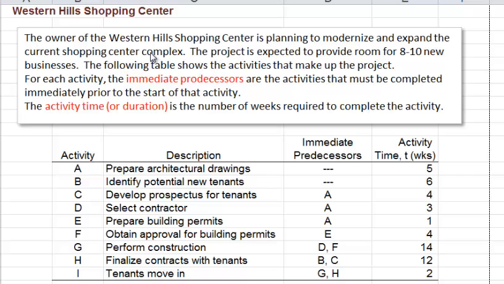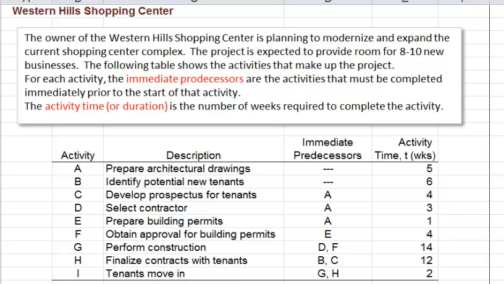And we have the table here that shows the activities that make up the project. We have the descriptions of the activities, the codes or the names for the activities, and then here we have the immediate predecessors. Now for an activity, like let's say for activity C, the predecessor is A, meaning that A needs to be completed before we could start on activity C. We are also given the activity times or the durations in number of weeks in this column.